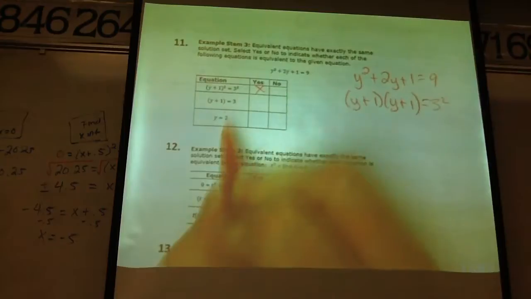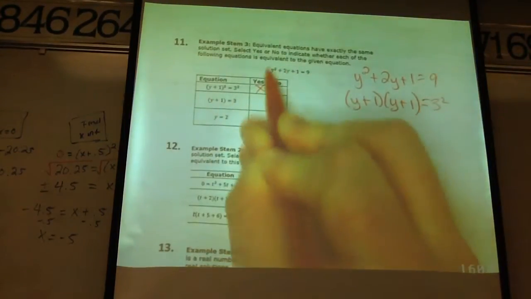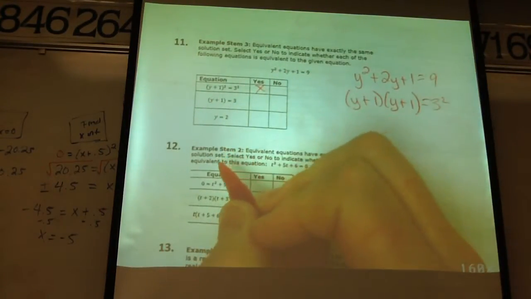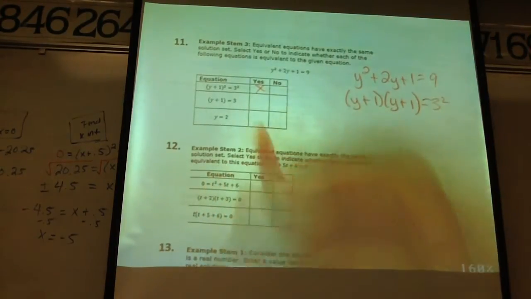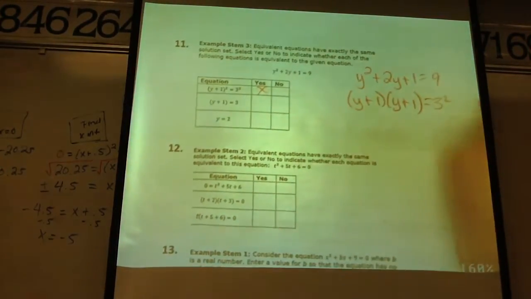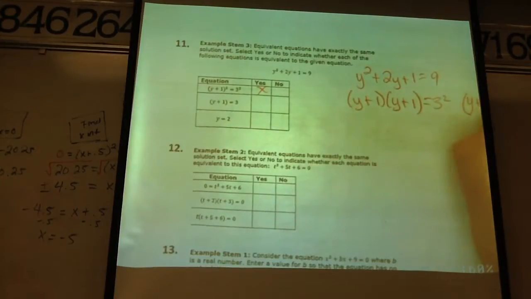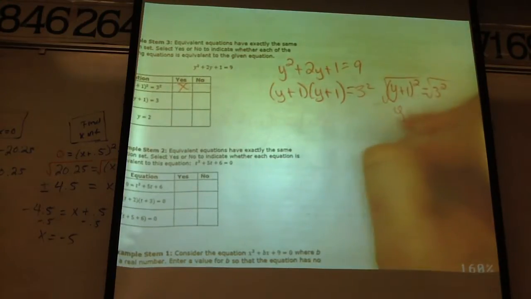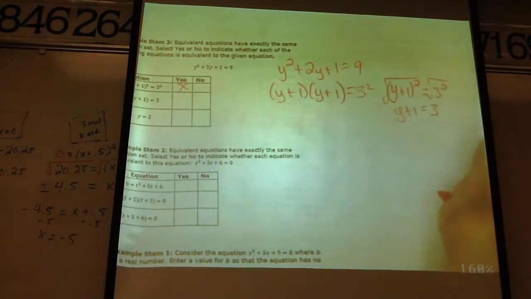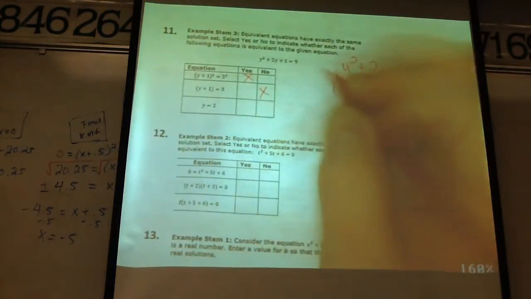It's asking, is this equivalent to this? No. They're trying to trick you because they're trying to make you go, hey, if y plus 1 squared equals 3 squared, couldn't I just square root both sides until y plus 1 equals 3? But that's not the same thing. No, you can't.